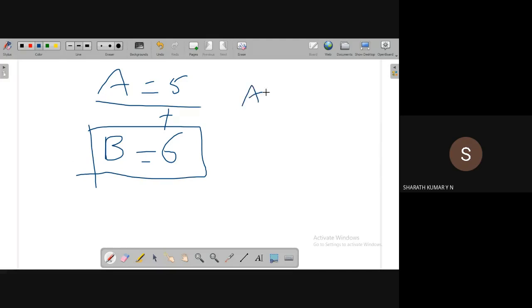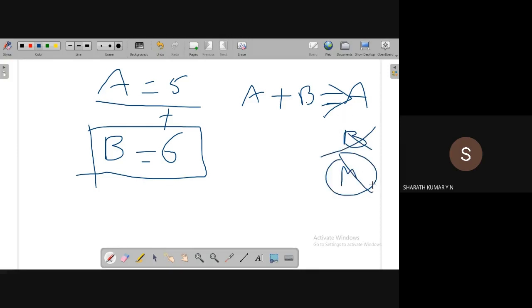When we perform addition of A and B, the result will always be stored in A. It cannot be stored in any other location, not in the B register or any other memory location. It has to be stored in the accumulator. So the result should be stored back to the accumulator.